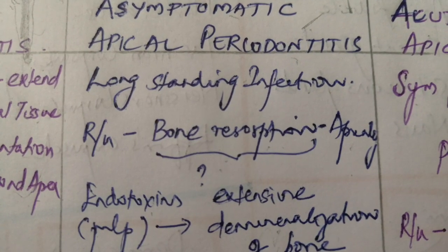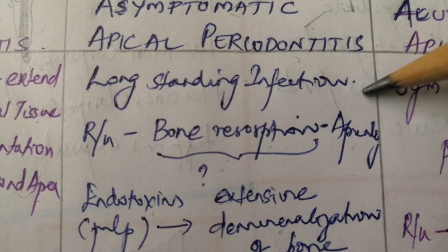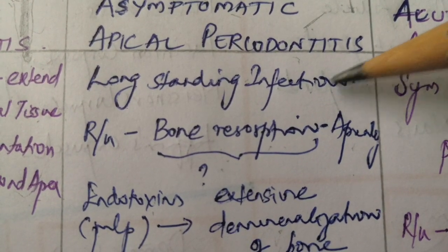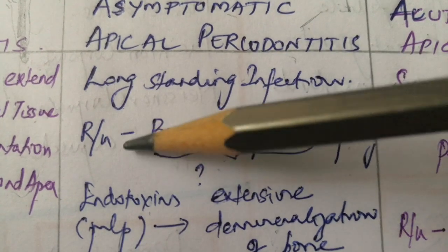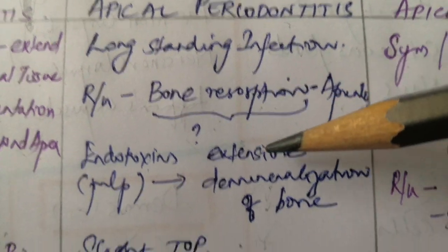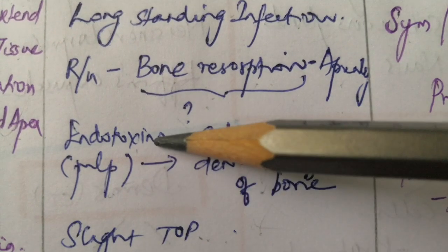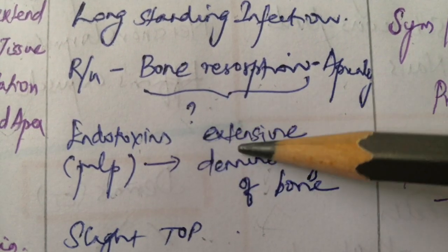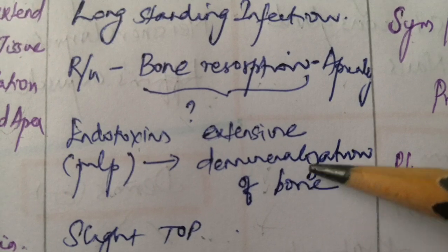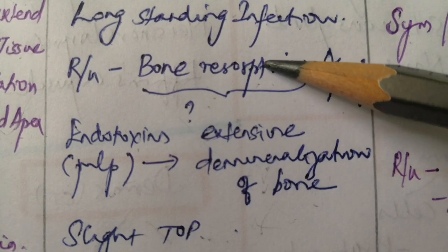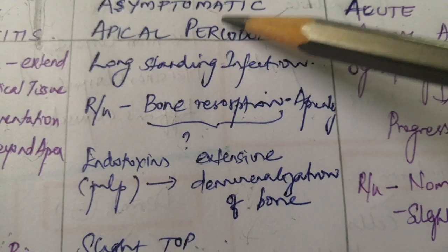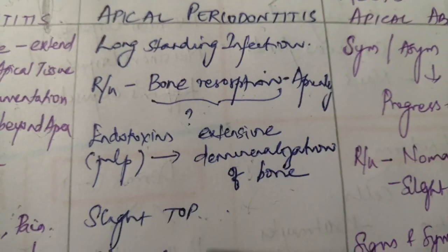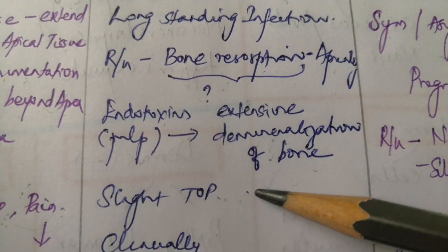In asymptomatic apical periodontitis, it will be a long-standing infection, so there will be a bony resorption in the apical region when you see radiographically. Why is there a bony resorption? Because the endotoxins in the pulp will reach the apical region, which causes demineralization of the bone, hence causing apical resorption. In this case, asymptomatic, there will be no symptom or there may be a slight tenderness on percussion.